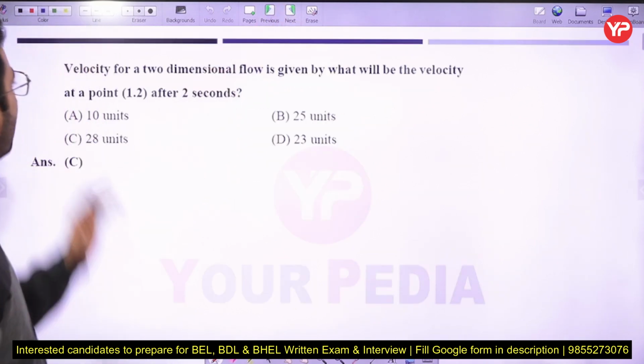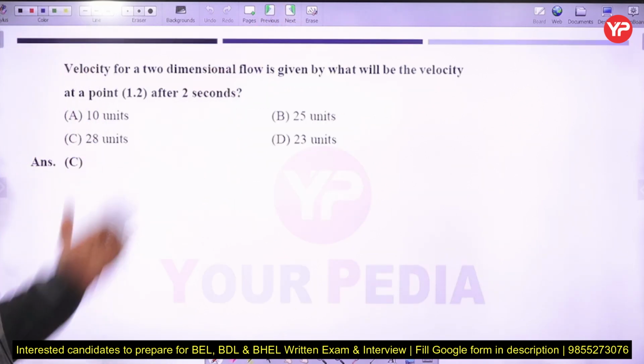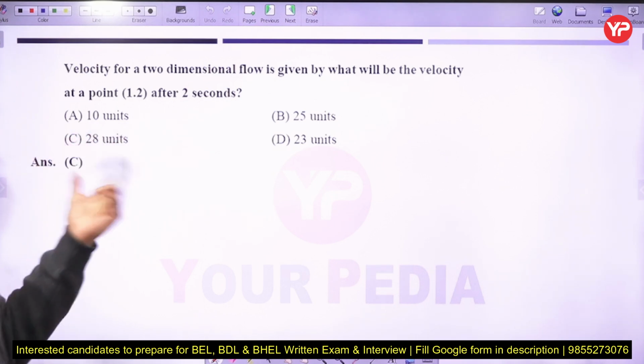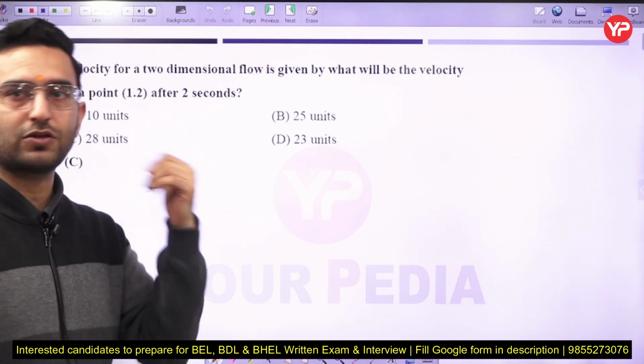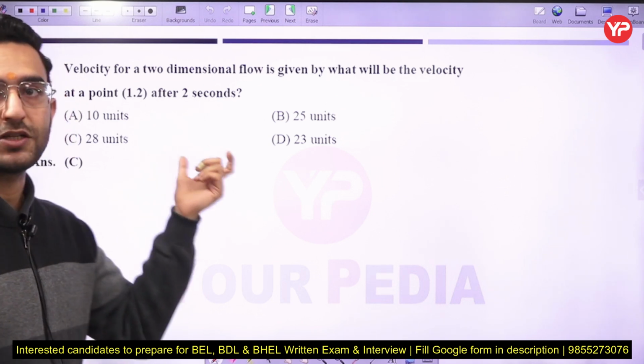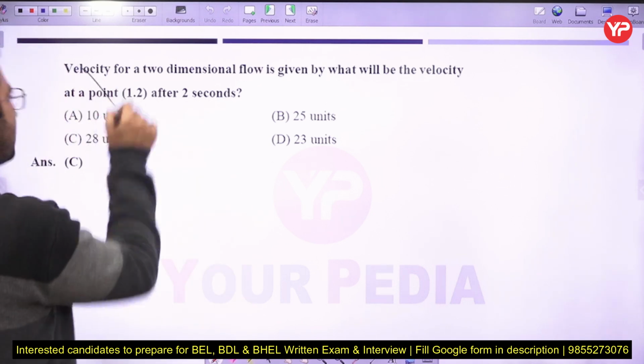Next part: velocity for a two-dimensional flow is given by, what will be the velocity at a point 1, 2 after 2 seconds. So basically there is some error in this question because the question is incomplete here. Okay, so this is basically an objectionable question. So you can skip that part.